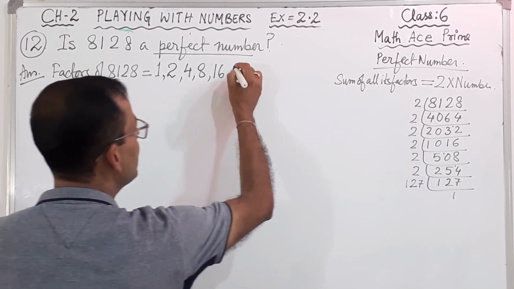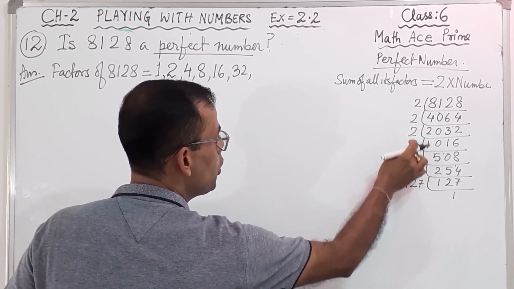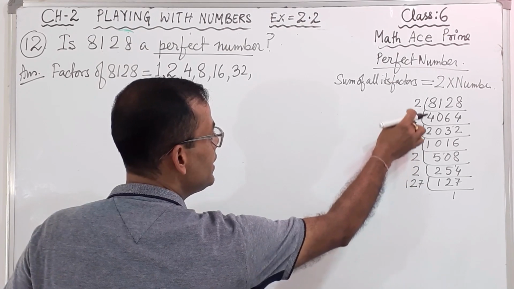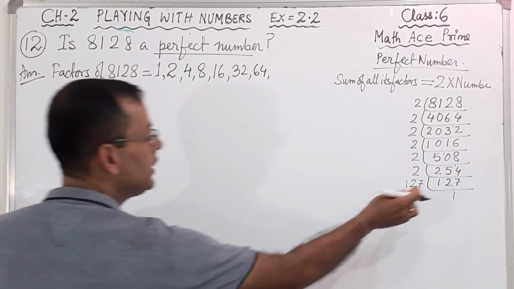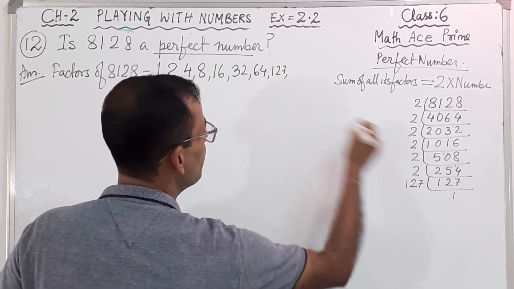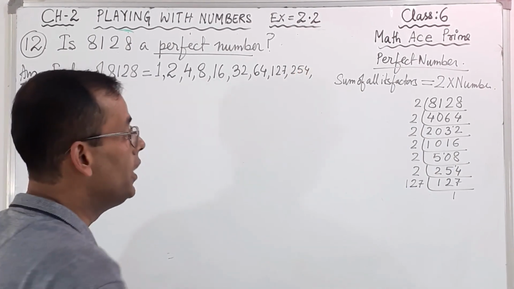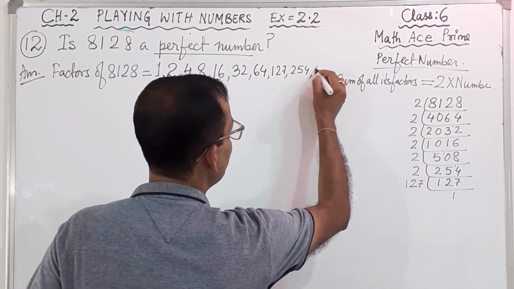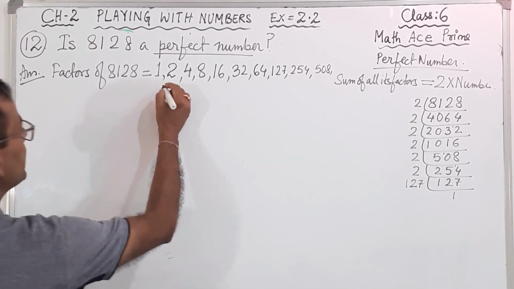Then you take all the 2s, 2 into 2, 4, 8, 16, 32, 64. So 64. After that, what comes? 127. After that, what comes? 254. So these are the factors. Clear no? Then what comes? 508. Then what comes? Let me write it here.